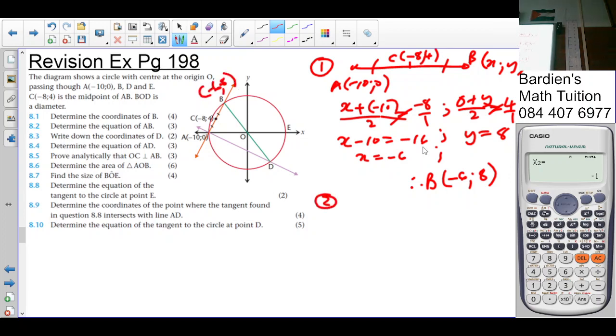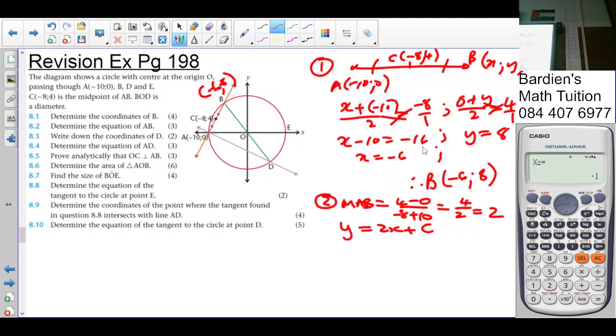Let's look at number 2. It says determine the equation of AB. So that should be simple. The gradient of AB is going to be (4 minus 0) over (-8 minus -10), or I could have said (8 minus 0) over (-6 minus -10). So of course that's going to give you 4 over 2, which is 2. Does it make sense? Yes. The gradient is positive. So what do we say now? y is equal to 2x plus c.